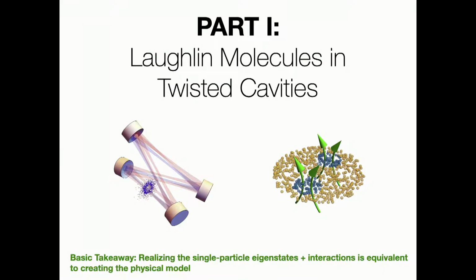So with no further ado, let's hop in. I'm going to first tell you about how to make Landau levels for light, how to make photons interact with each other, and how to put those ingredients together to make Laughlin molecules of light.